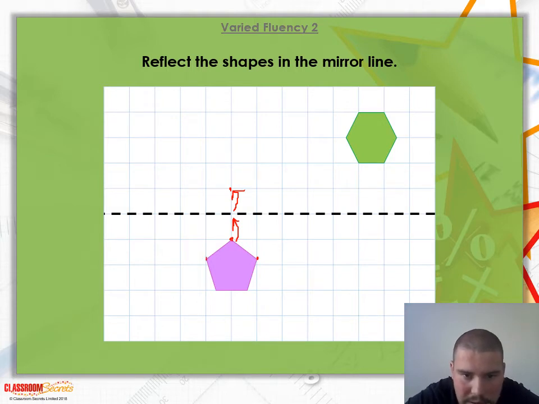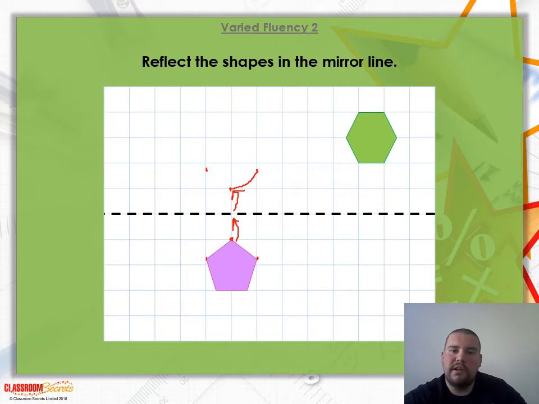Same on the left hand side. So from here, on our reflection, we would need to go down nearly a square, but across a square. So it would look something like that. So we are just plotting our reflection, and then you can join them up at the end. Obviously with a straight line and a ruler, I don't have that feature on here, unfortunately.